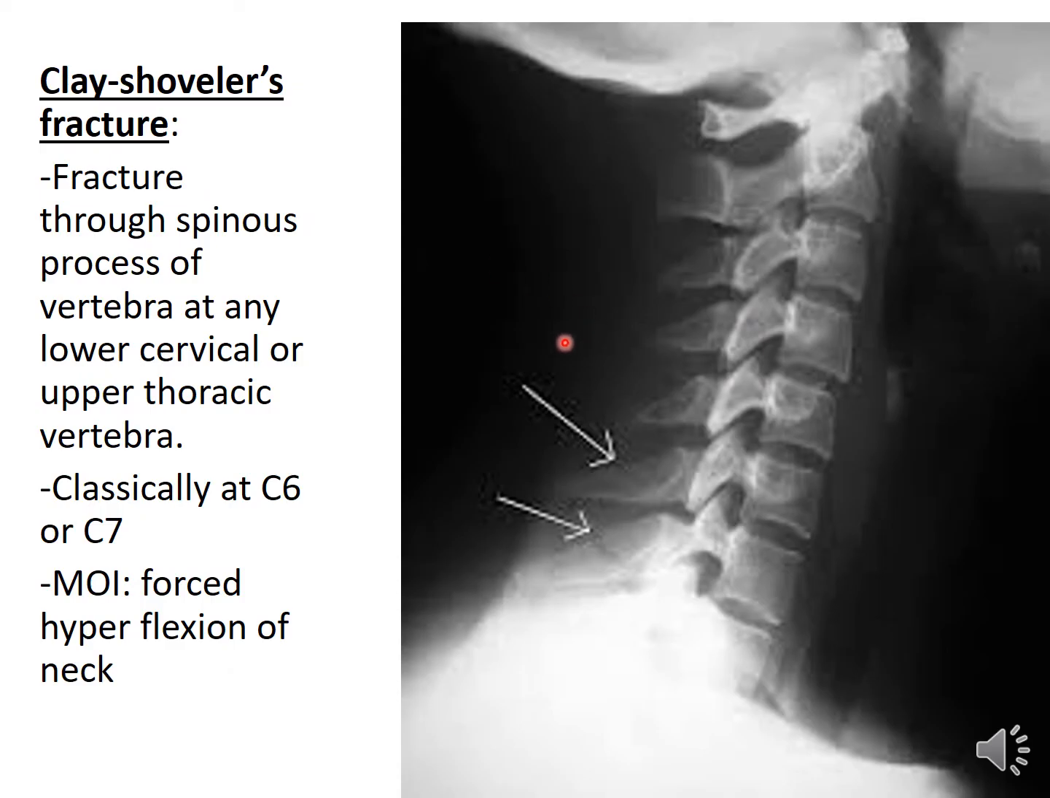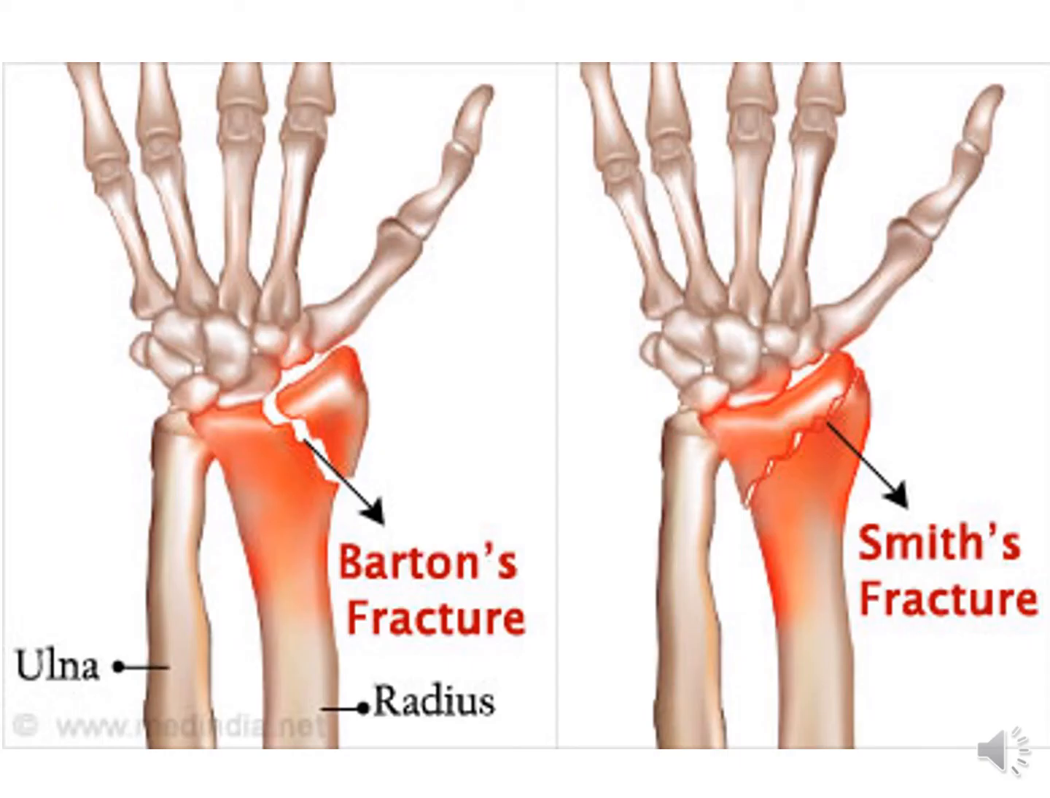Then there is the clay shoveler's fracture. Here we can see the spinous processes of C6 and C7 where we can see the fractures. So this is the fracture of the spinous process of a lower cervical or upper thoracic vertebra, classically at C6 or C7. The mechanism of injury is forced hyperflexion of the neck. Next is the Barton fracture or Smith fracture. How to differentiate between them? Barton includes the intra-articular surface, whereas Smith does not include the intra-articular surface.